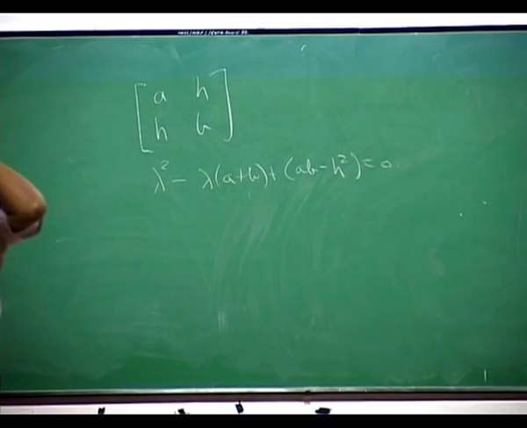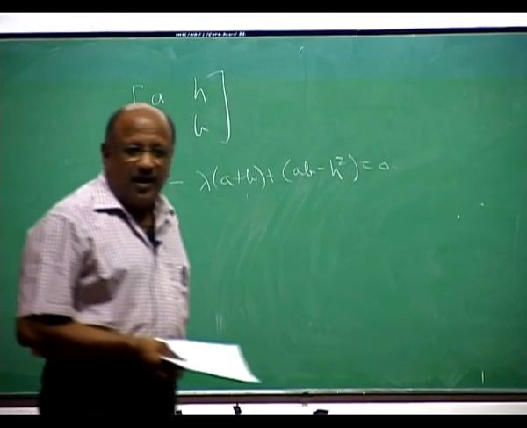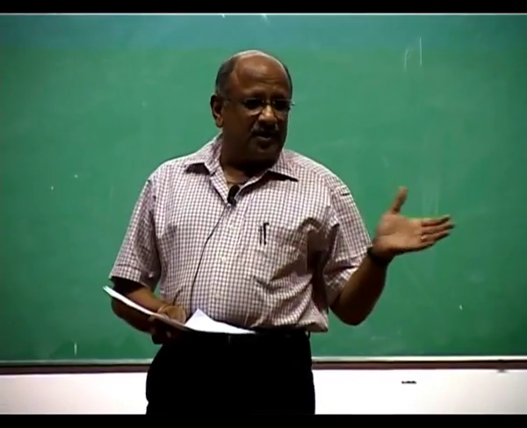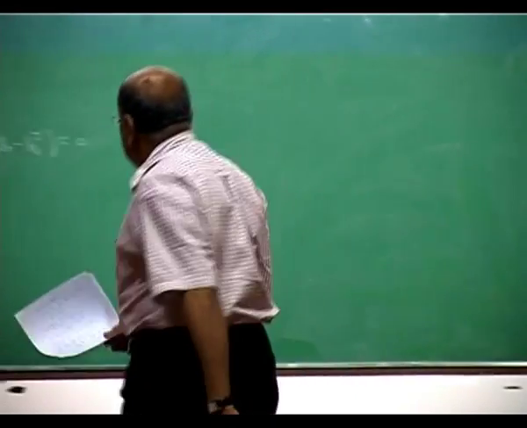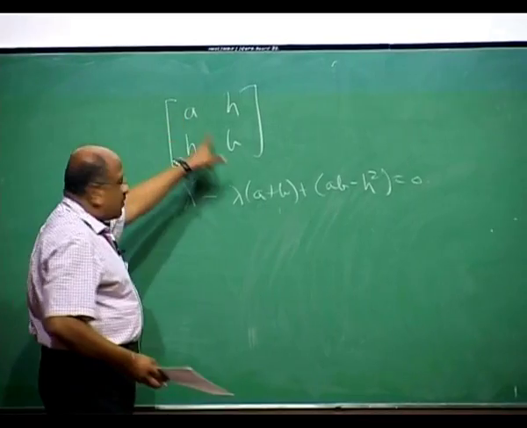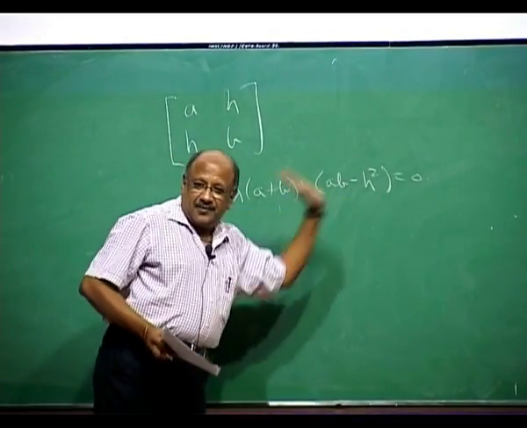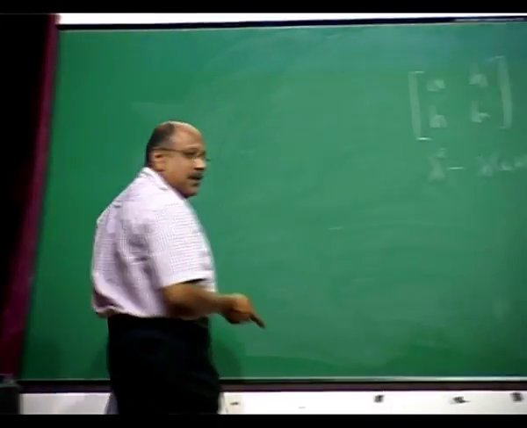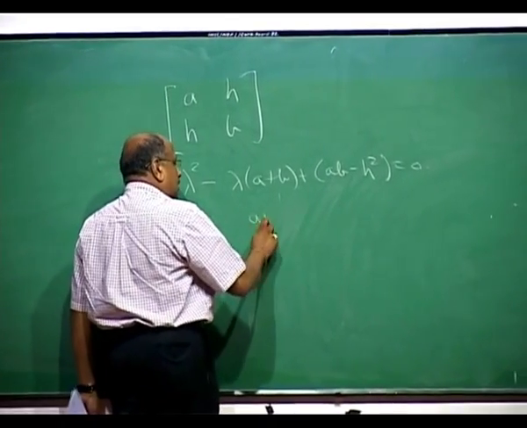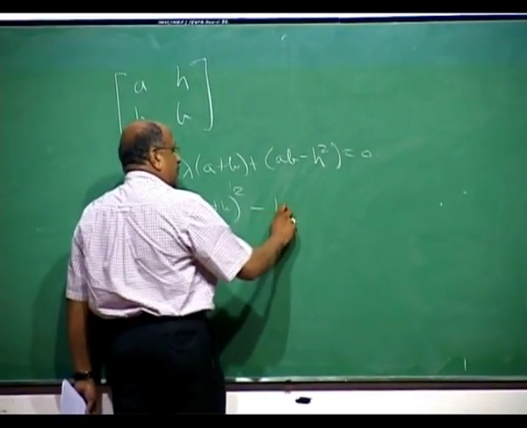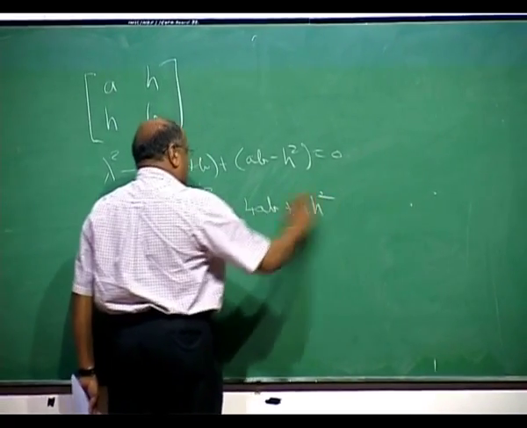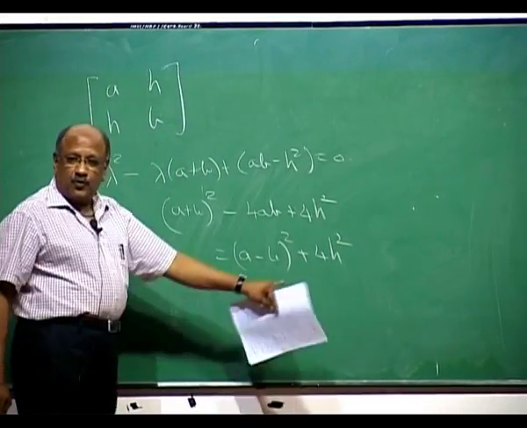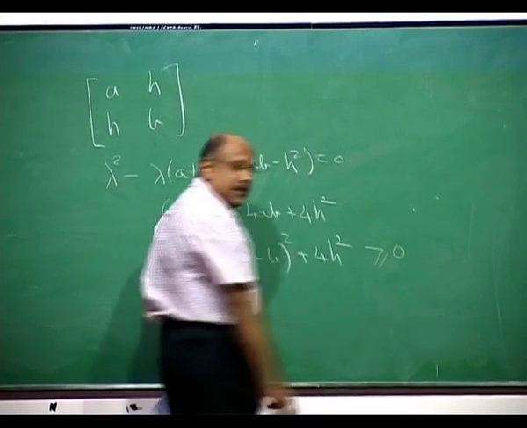As I am sure you would have taught your students, for a 2 by 2 matrix, you don't have to laboriously write the determinant and compute it. To write down the characteristic equation of a 2 by 2 matrix is immediate. You just write lambda squared minus lambda times the sum of the diagonal elements plus the determinant. So that will always give you the characteristic equation. This is a quadratic equation, and if you look at the discriminant, that is (a plus b) the whole squared minus 4ab plus 4h squared, which turns out to be (a minus b) the whole squared plus 4h squared. So this is the sum of two squares, so it is always non-negative.